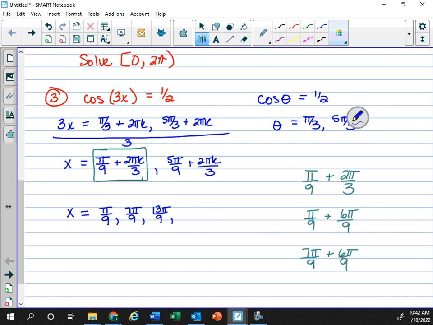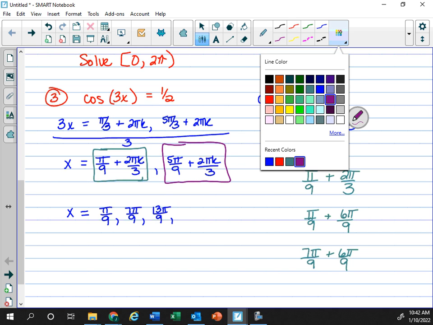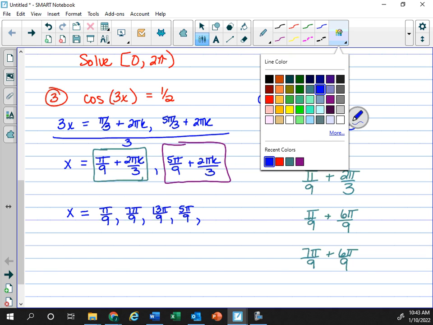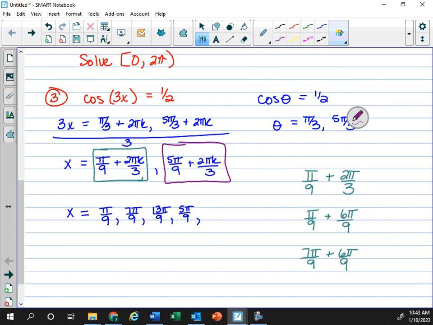But we do have this whole other set of answers to go deal with. So my next answer, I'll move on now to the 5 pi over 9 part. So 5 pi over 9 is my next answer. How am I going to find the answer after that? Yeah, add the 2 pi over 3, which again would be 6 pi over 9 if I did my common denominator here. So 5 pi over 9. We're adding the 2 pi over 3, which is really 6 pi over 9. So what do I get when I add those?